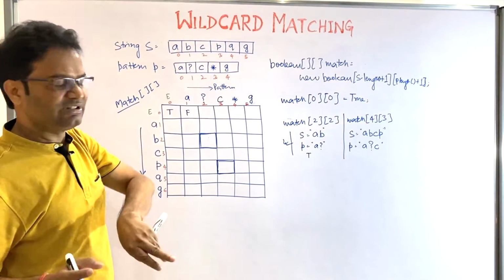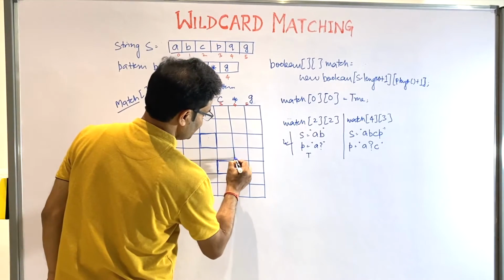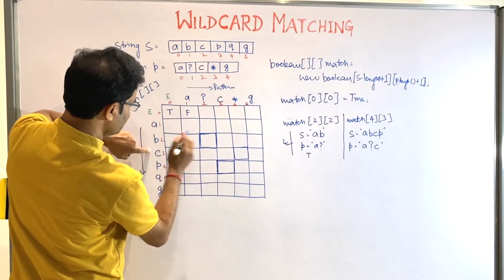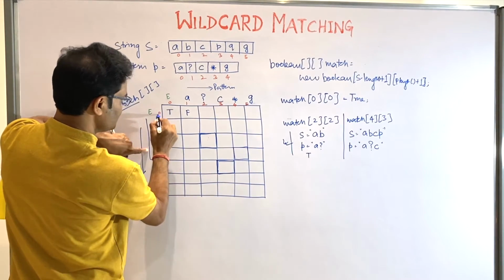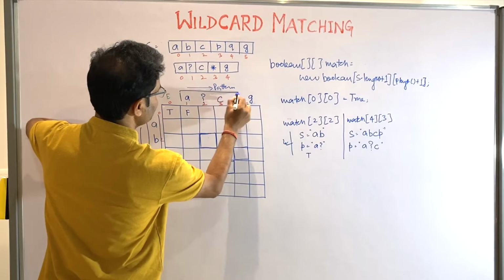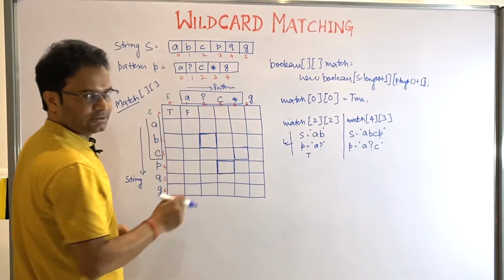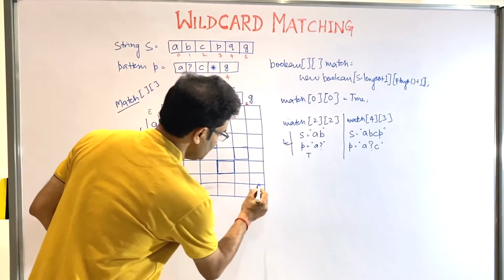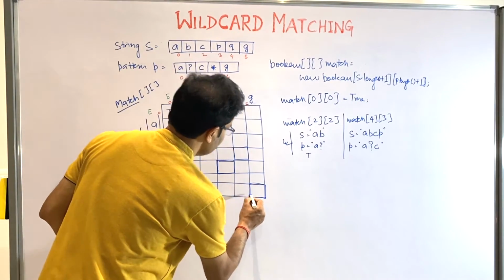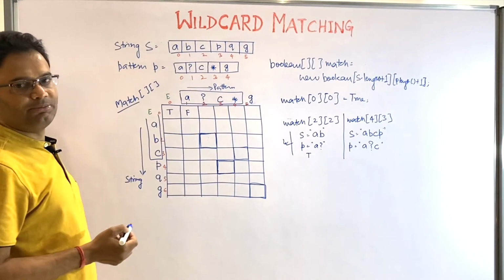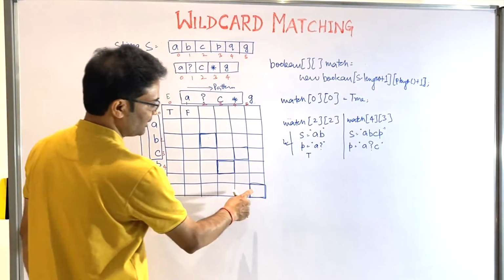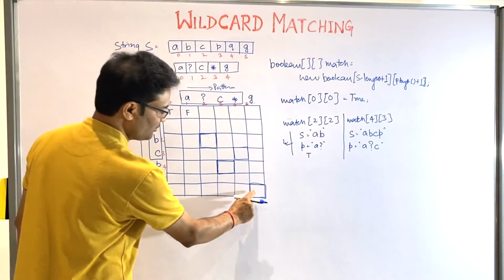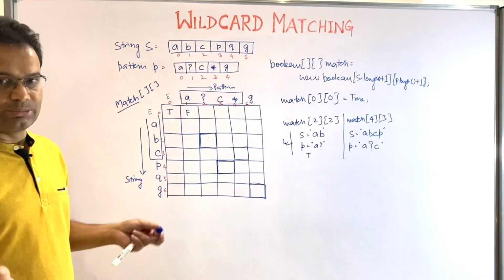Whatever the value would be here, that will represent the pattern matching till here. I'm not talking about the full string. So this box represents whether your pattern matches for this string and this pattern. I'm going to fill one by one, and this last box will represent whether your complete string and the complete pattern are matching or not, and this is your final value. If this returns true, your pattern is matching. If this box returns false, your pattern is not matching.